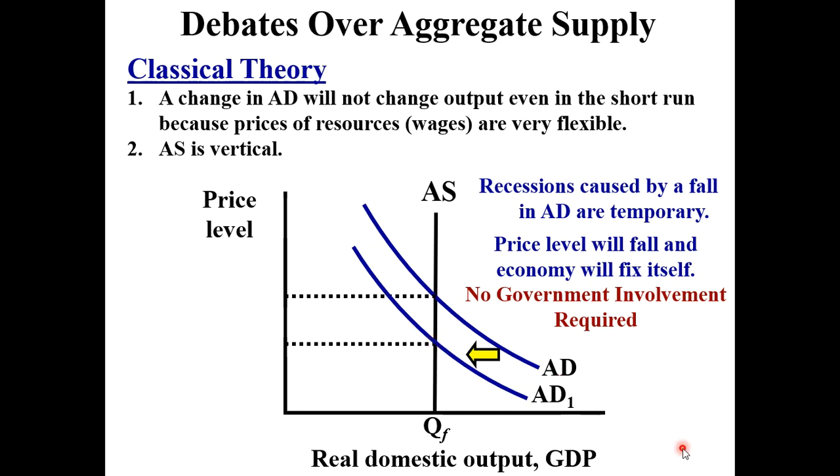The government doesn't need to get involved because when we're in a recession, prices will drop. And yes, you're making less money, but prices are lower. So everything's fine. Aggregate demand is totally vertical, and GDP is not going to be affected by the recession in the long run.